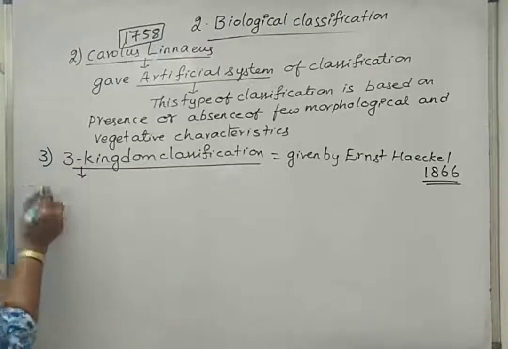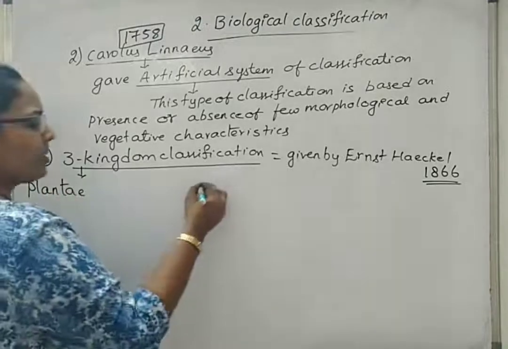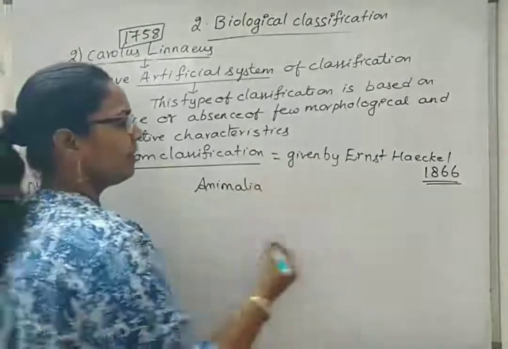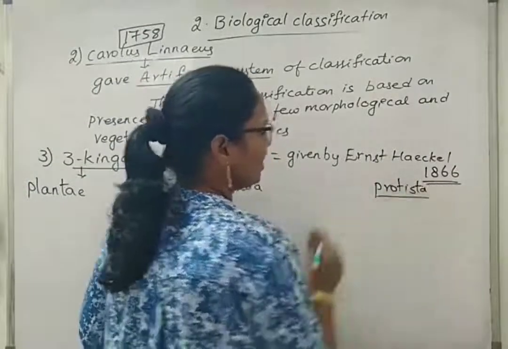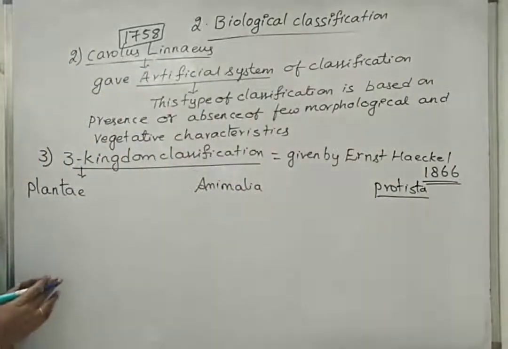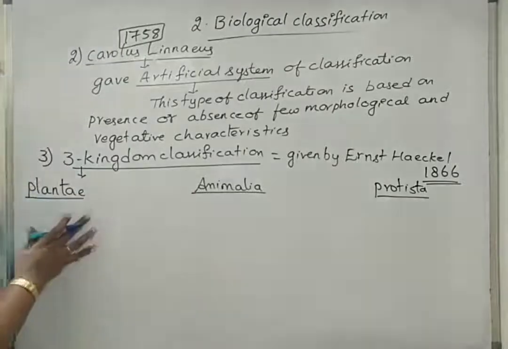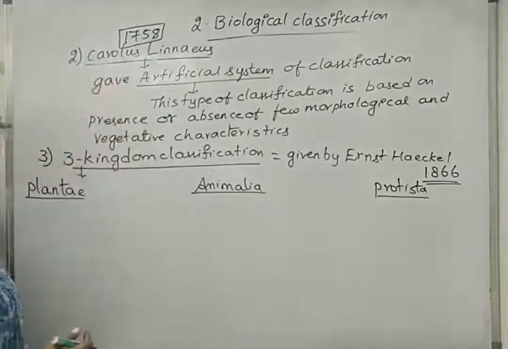What are those three kingdoms? One is Plantae. Second one, Animaliae. Third one, Protista. So, Protista is the kingdom that is given by Ernest Haeckel. So, he has taken some of the organisms from plants and animals and kept under Protista.